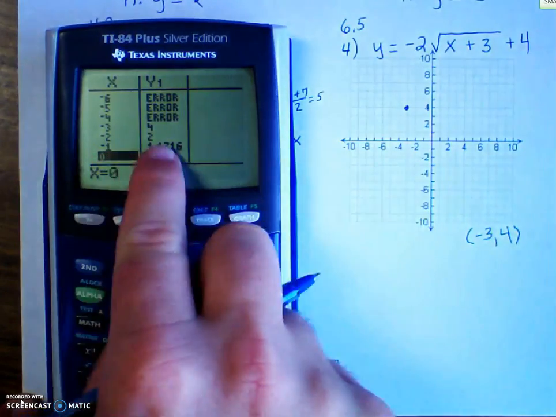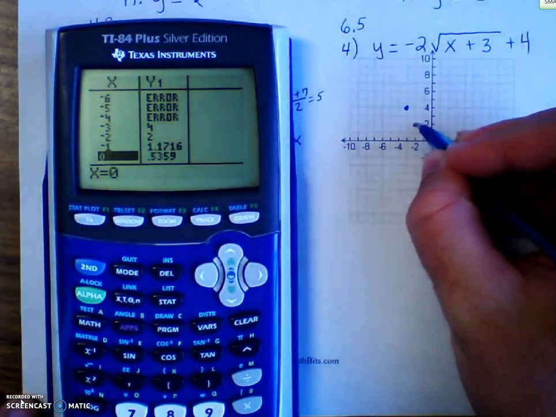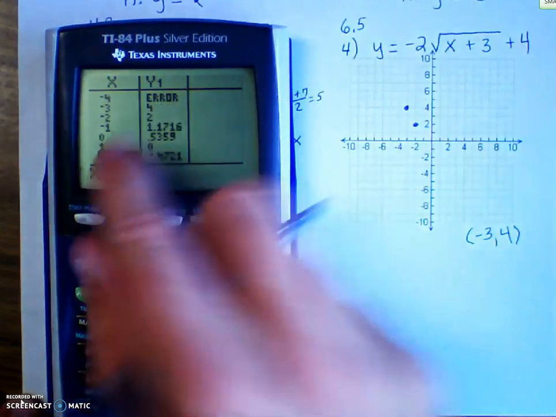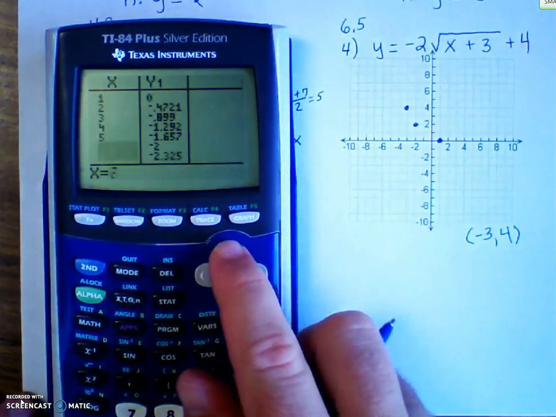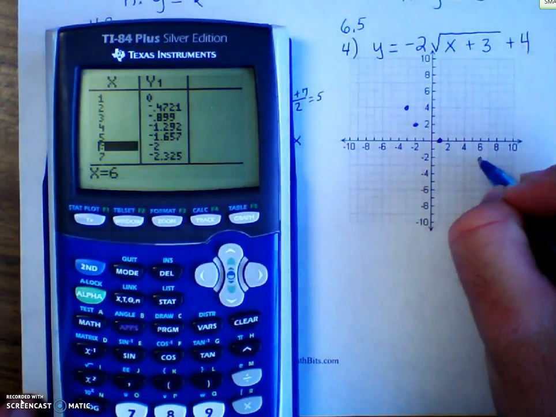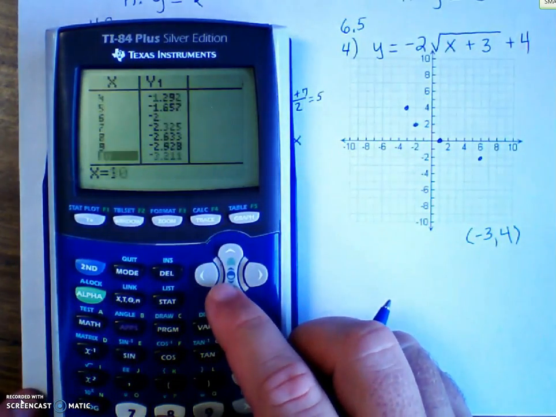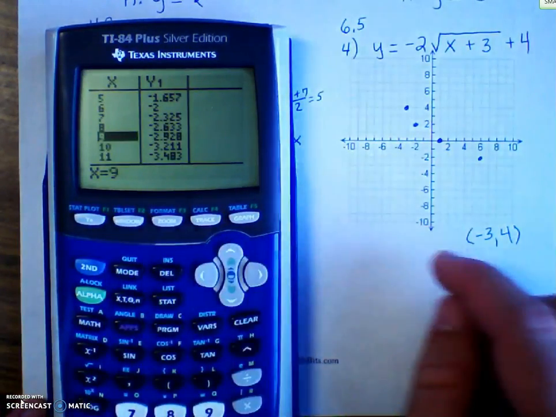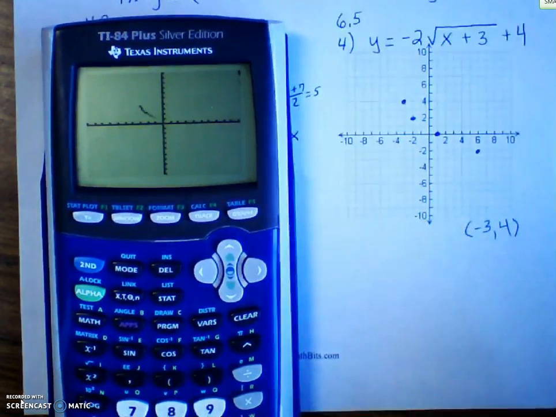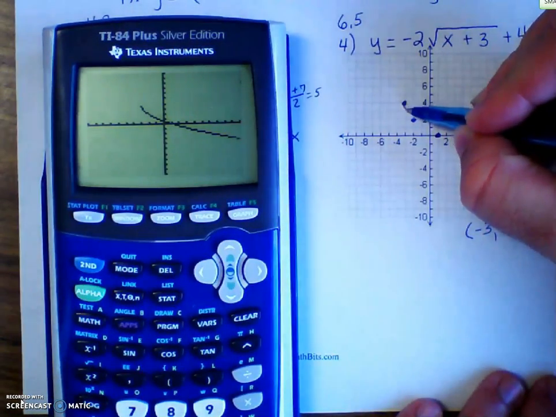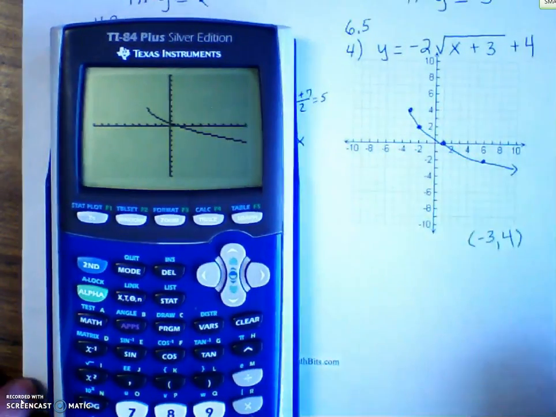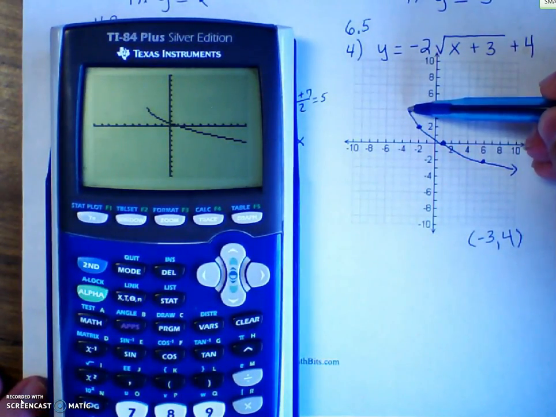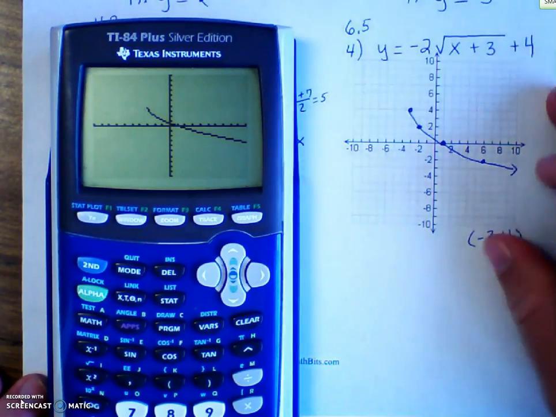I can plot -2, 2. I can plot, if I scroll down, 1, 0. If I scroll down some more, I can plot 6, -2. And that may be the last one. Yeah, that's the last one I can plot that will fill in my graph. So if you look at your graph, it starts at your starting point and goes down on a curve through those remaining points. It doesn't go past this point, so don't extend your graph.